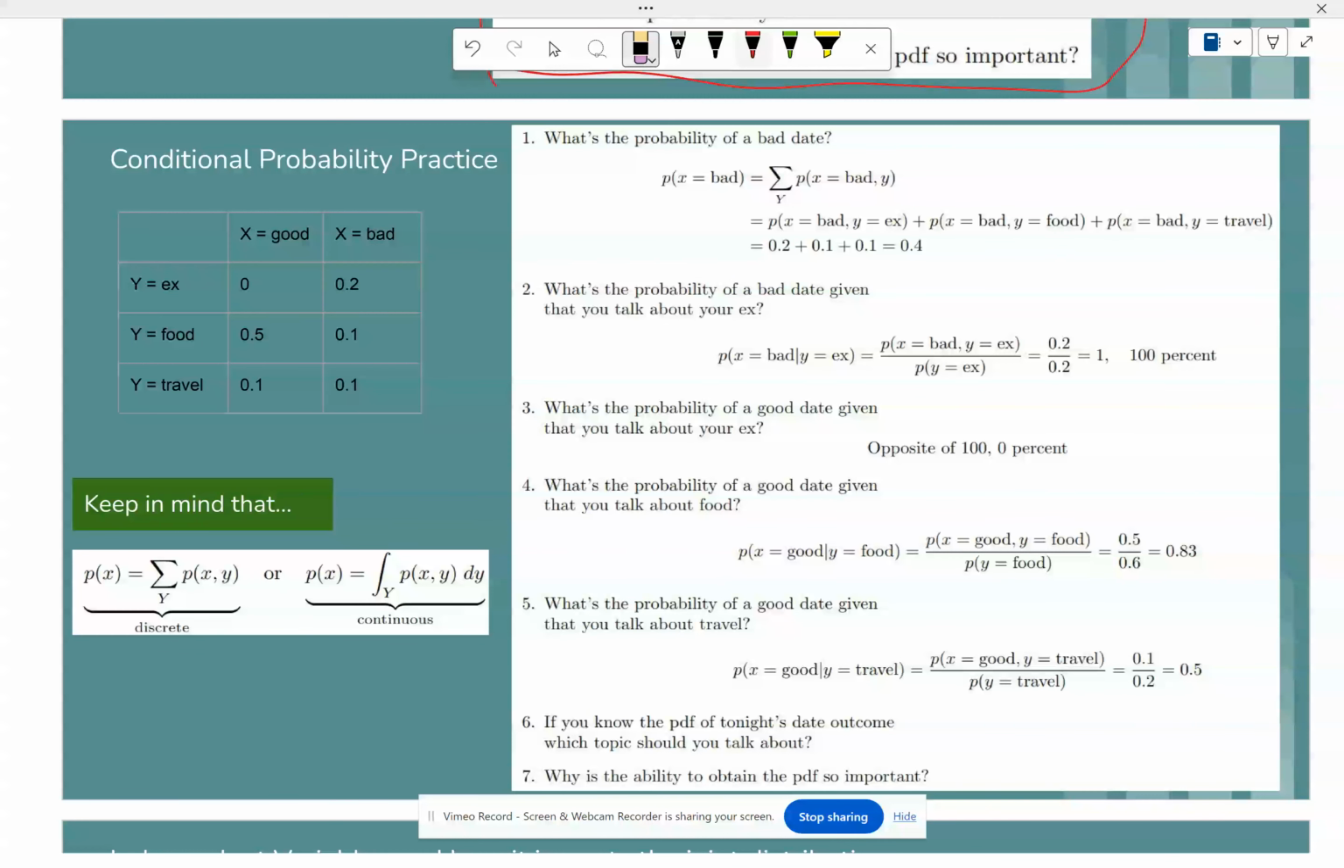Okay. Or maybe I'll do one. Let's do one. Probability of a bad date. Well, that's the probability of a bad date here. All the possible things you can talk about. So you need to sum up all the possible y's. All right. So that one is hopefully easy. What is the probability of a bad date given that you talk about your ex? So given that you talk about your ex, this is 100% of the probability now. Therefore, you want to find this divided by the 100% of your probability. So this is 0.2, and the 100% is 0.2 plus 0, which is 1. So the probability you have a bad date is 100%.